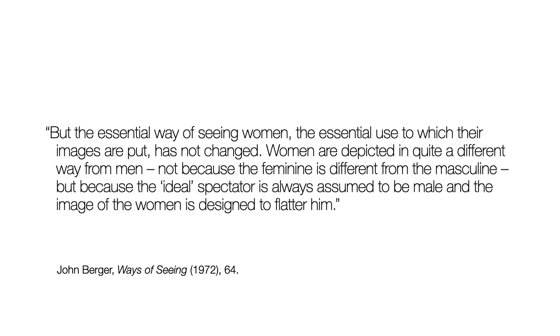So Berger here, again in Ways of Seeing, explains that the essential way of seeing women, the essential use to which their images are put, has not changed. Women are depicted in quite a different way from men, not because the feminine is different from the masculine, but because the ideal spectator is always assumed to be male, and the image of women is designed to flatter him.